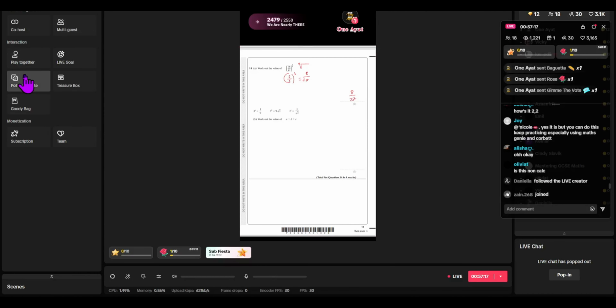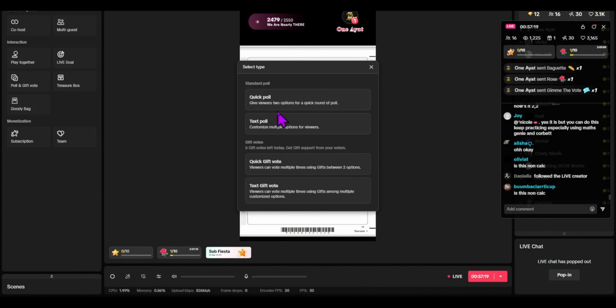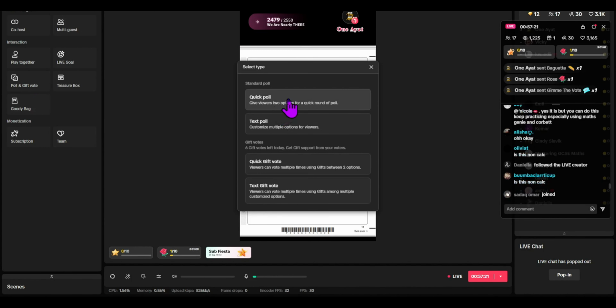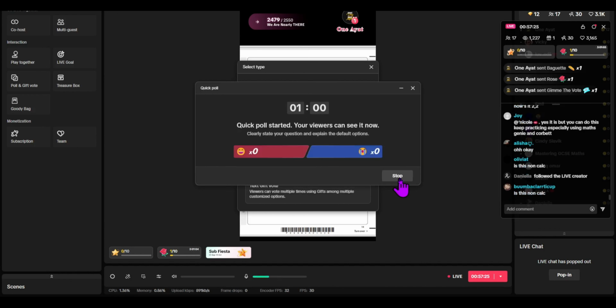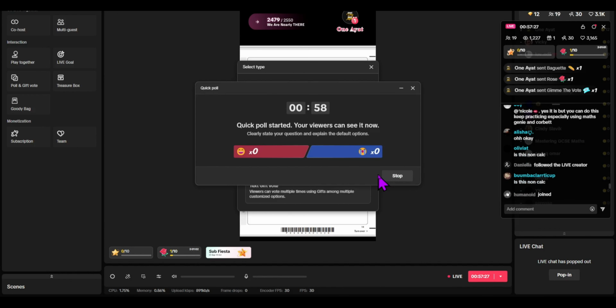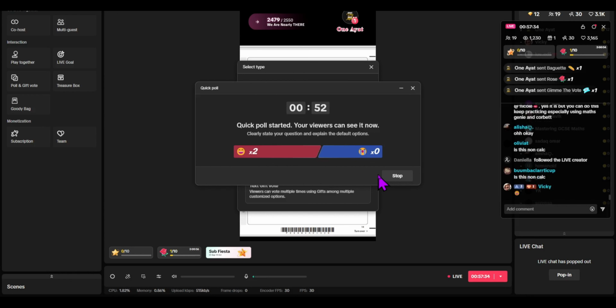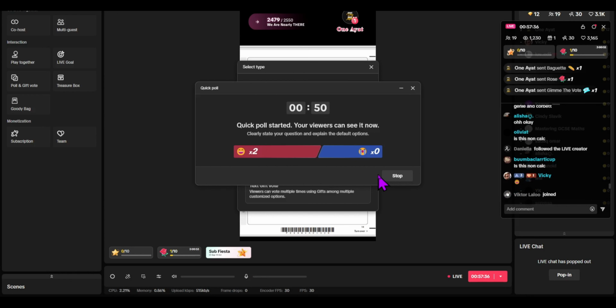So I'm quickly going to do a poll. This is non-calculator, so I'm quickly going to do a poll. At this point, does everyone understand how we got this? We literally got through half of the paper now.